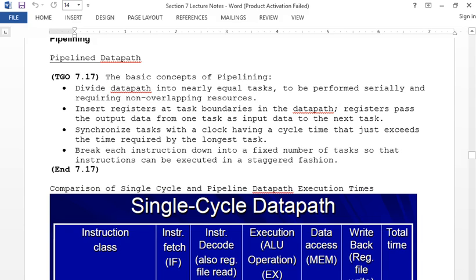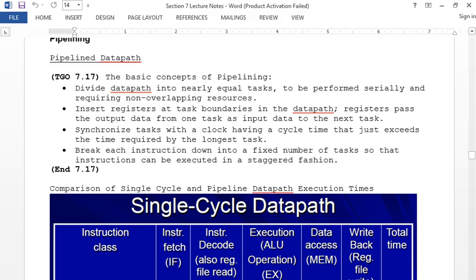So the basic concept of pipelining: we're dividing the data path into nearly equal tasks, and then we're going to be putting buffers between each stage to make sure that they actually take the exact same amount of time. The tasks are performed serially and require non-overlapping resources, meaning that you can't have 2 instructions using data memory at the same time. You can't have 2 instructions using the ALU simultaneously.